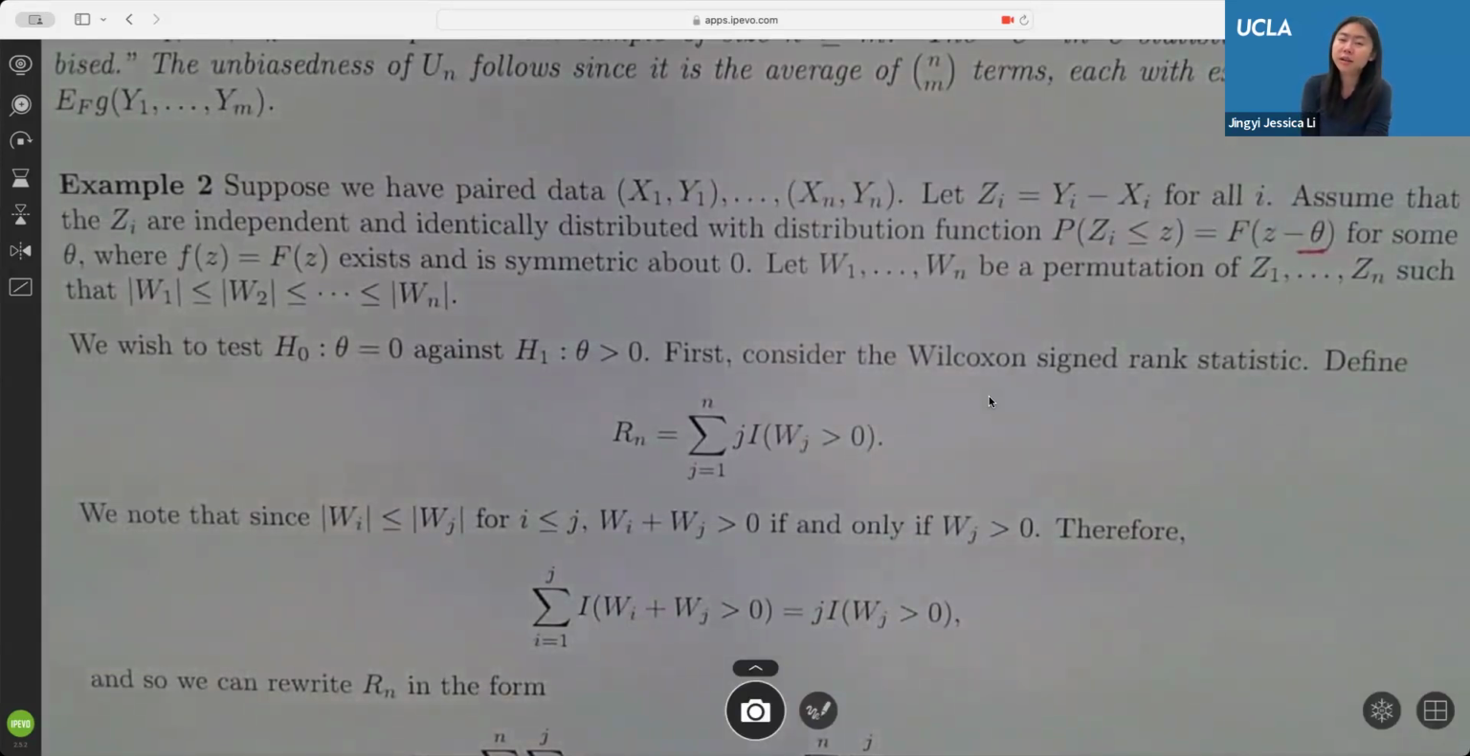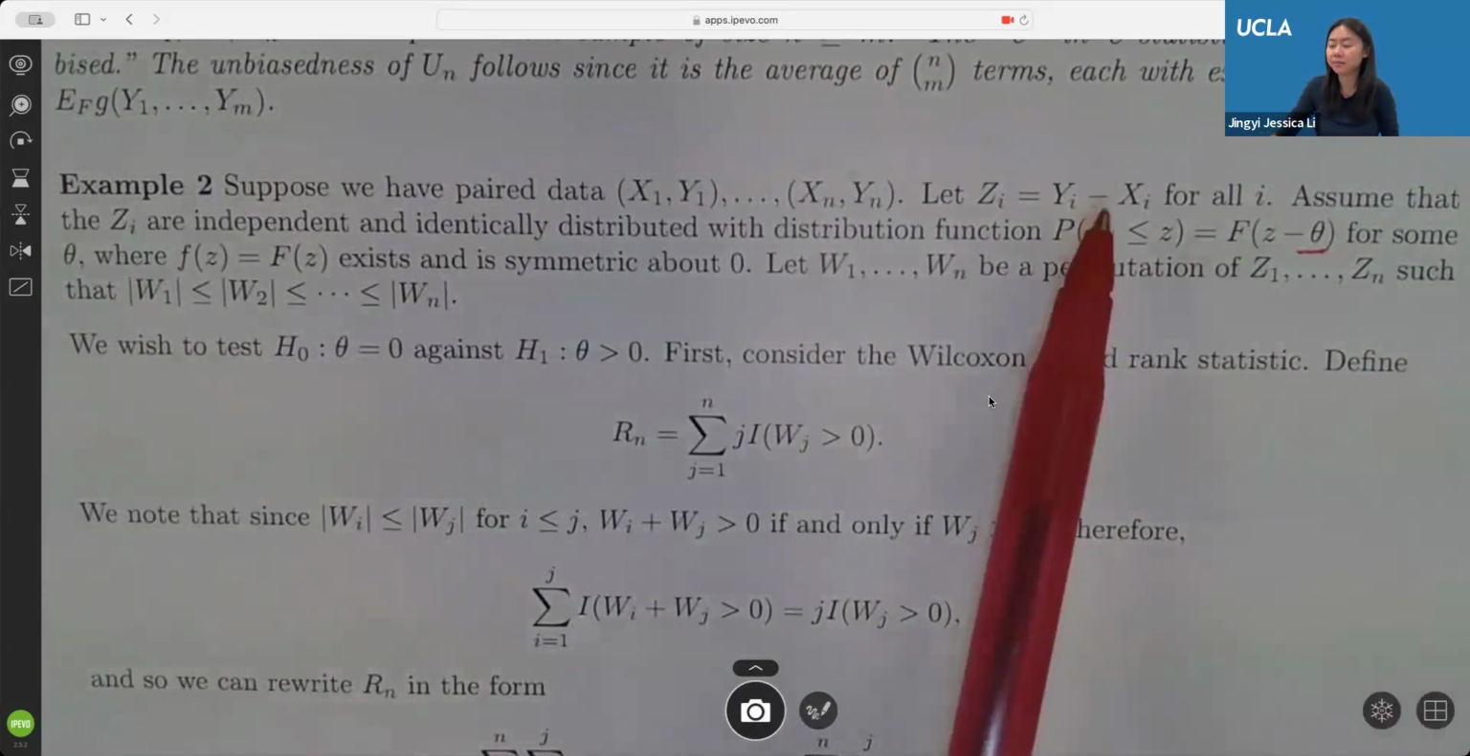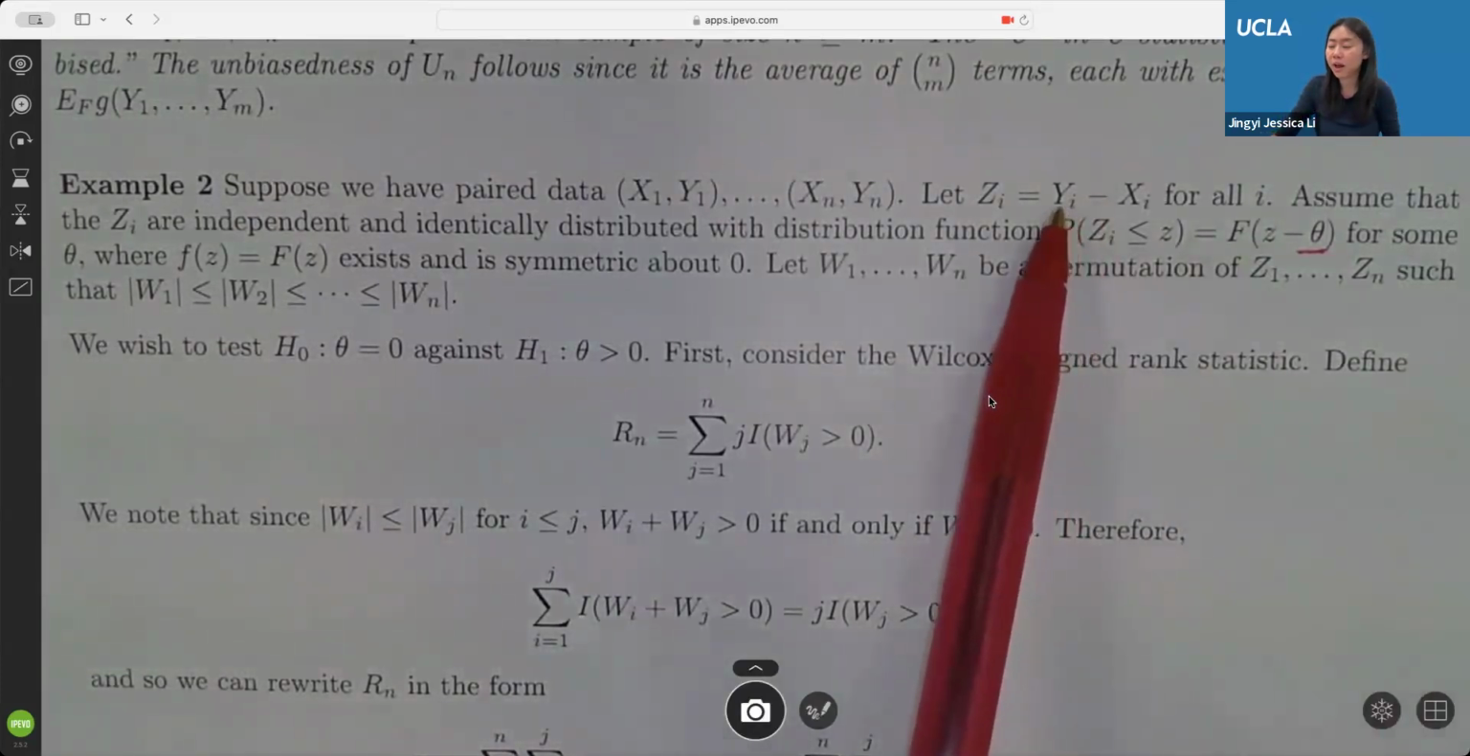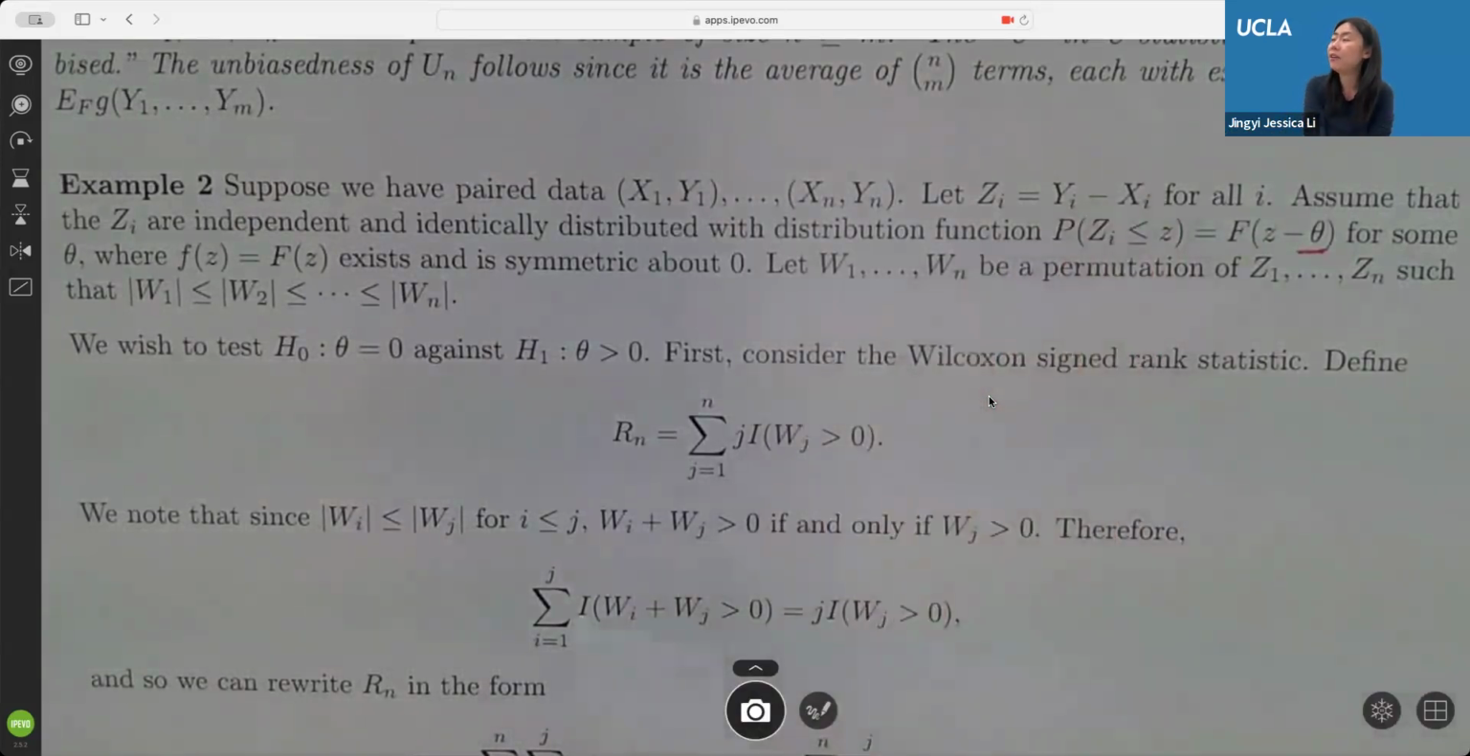So with zi being centered at zero, what does it indicate? It indicates that yi and xi have the same mean. You're trying to answer this question because you're taking their difference. If yi has a bigger mean than xi, then zi's mean should be positive. Or if yi is less than xi in mean, then zi's mean should be negative.